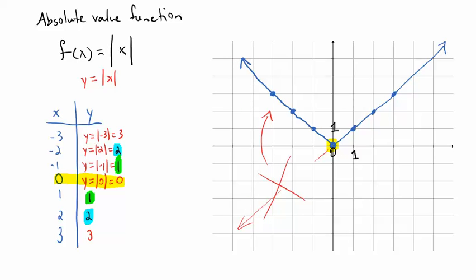And so the absolute value function gives us a V shape. It's very similar to the linear function, except none of the y values are negative. So you get this V shape. Okay, so that's your standard linear and standard absolute value function graphs.